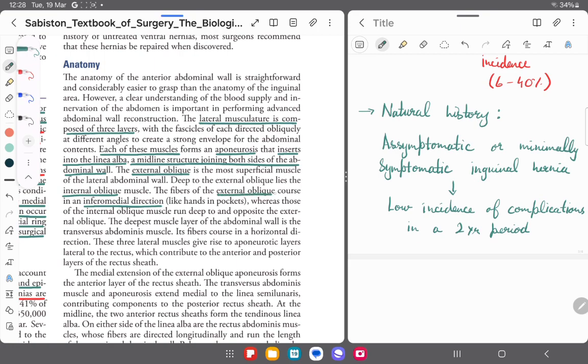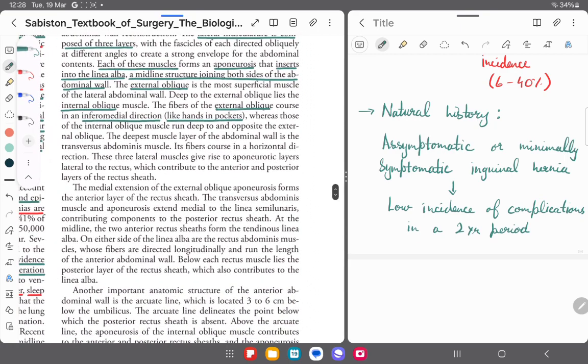So external oblique fibers course in an inferomedial direction, like putting the hands in the pocket, whereas those of the internal oblique muscle run deep to and opposite the external oblique. So internal oblique runs opposite to the external oblique muscle. The deepest muscle layer of the abdominal wall is the transversus abdominis muscle. Its fibers course in a horizontal direction. So transversus abdominis runs in a horizontal direction.